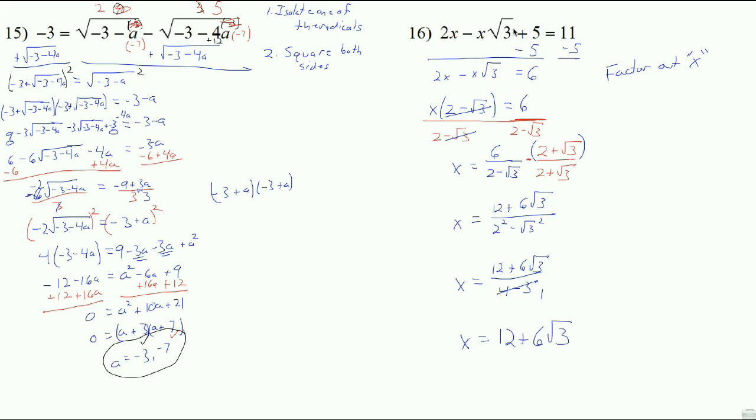Again, these are different because there were no variables under the square root. So we got everything with x on one side, everything that didn't have x on the other side, factored out an x, and divided. And then we simplified our answer.